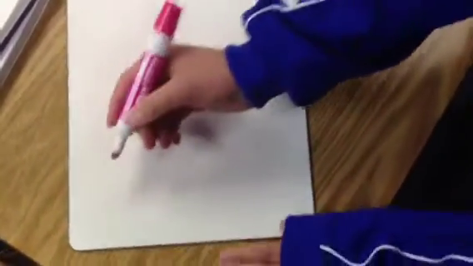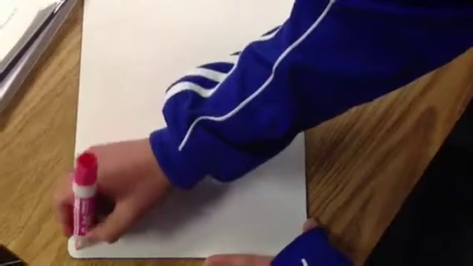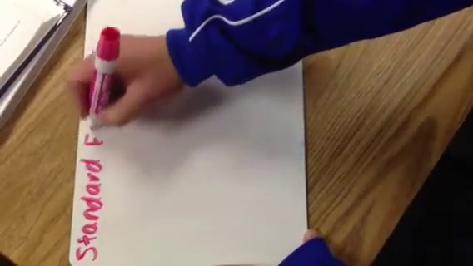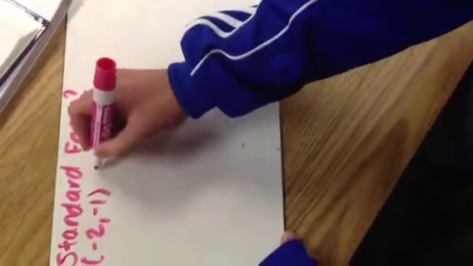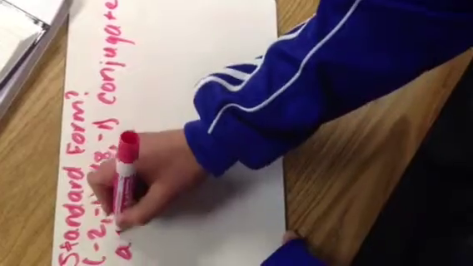Okay, in this example, we're finding the equation of a hyperbola in standard form when the transverse axis has the endpoints -2, -1 and 8, -1, and we have a conjugate axis of 8.